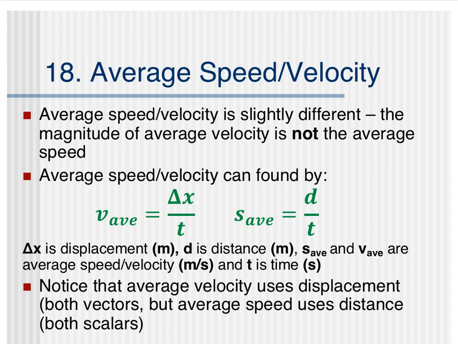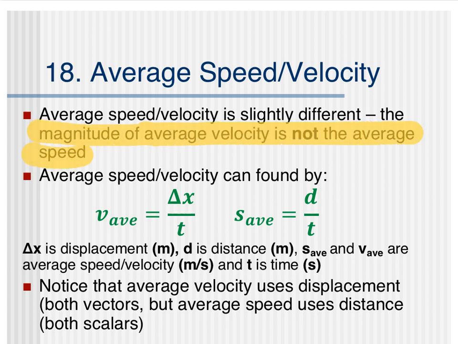We just talked about how the instantaneous speed is simply the magnitude of the instantaneous velocity. Well, that is not the case when we're talking about average speed and average velocity. Okay? The magnitude of average velocity is not the average speed. There's actually a very specific meaning for average speed and for average velocity in physics. And it comes down to these two formulas here.